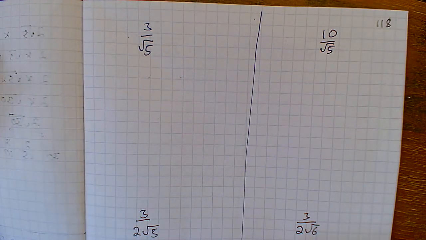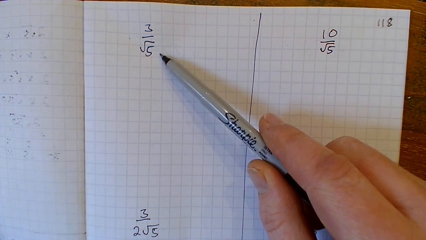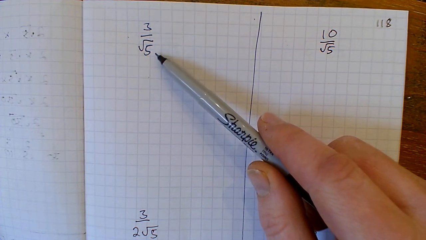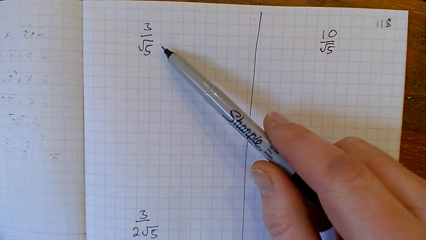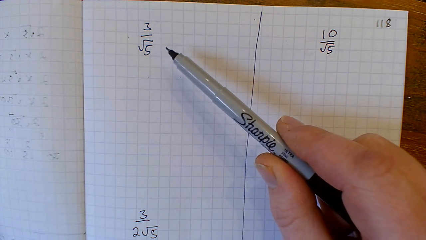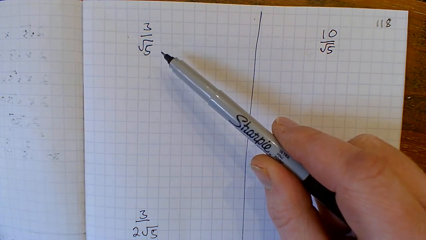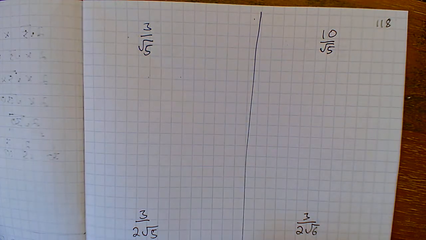Okay, rationalising with surds, rationalising the denominator. Here I've got a fraction, 3 over root 5. But we don't like to have square roots on the bottom, on the denominator of a fraction. So we rationalise the denominator. And that just means that we make the denominator into a rational number, so not a square root. One that does have an exact representation, yeah?